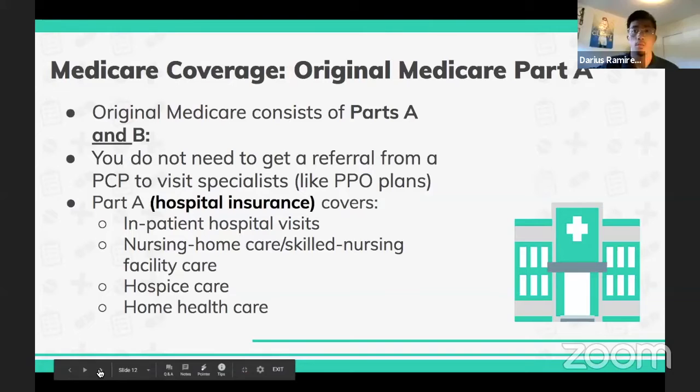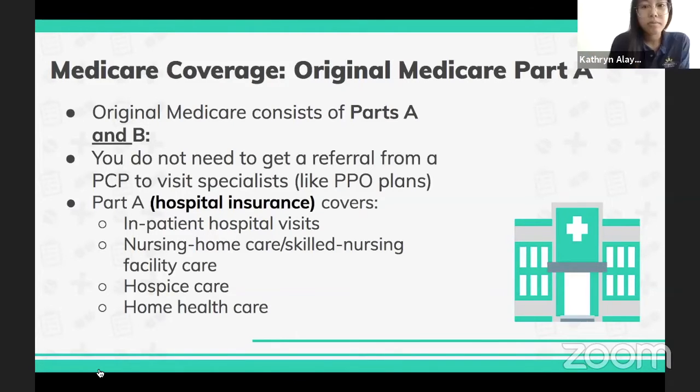So to go over a little more of what Medicare covers, original Medicare consists of Part A and B. So you don't need to go to your primary care to get a referral to visit a specialist. Part A is the hospital insurance, and this covers inpatient hospital visits and nursing care and many things like that.